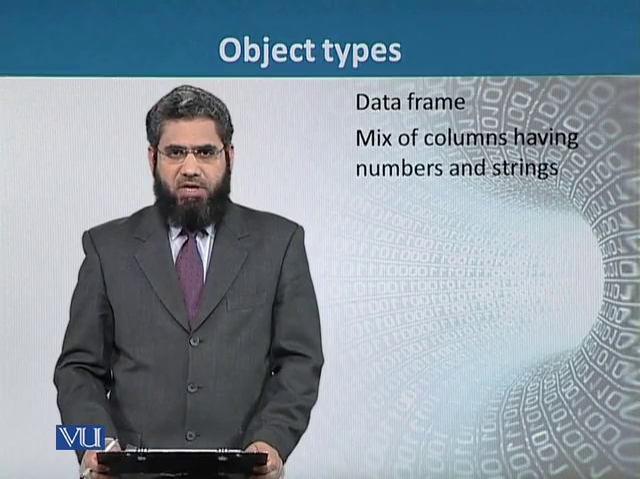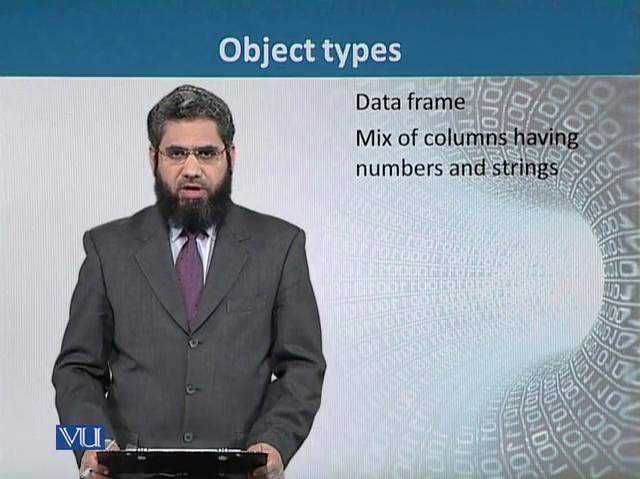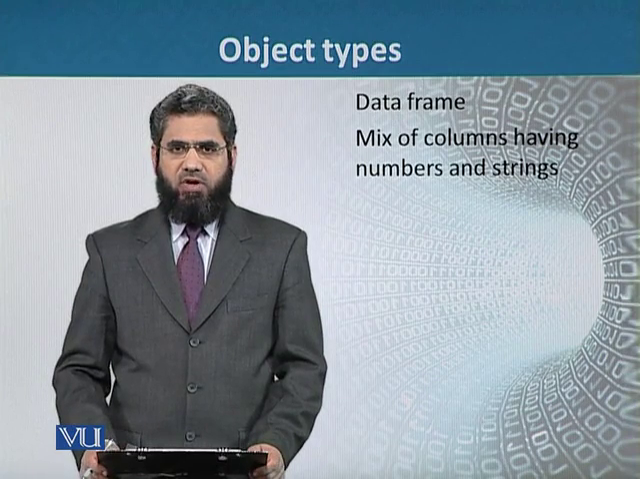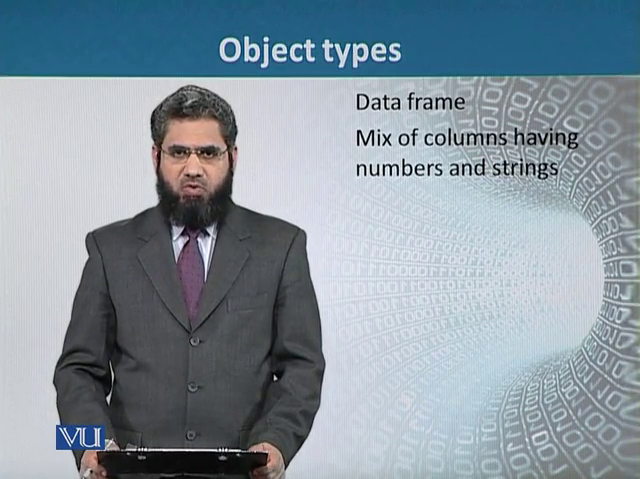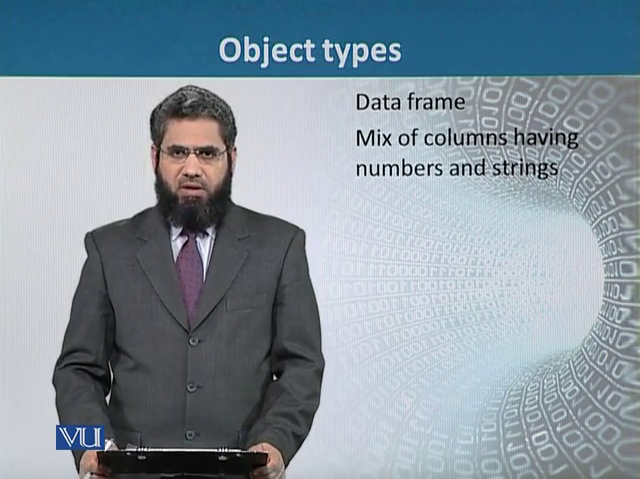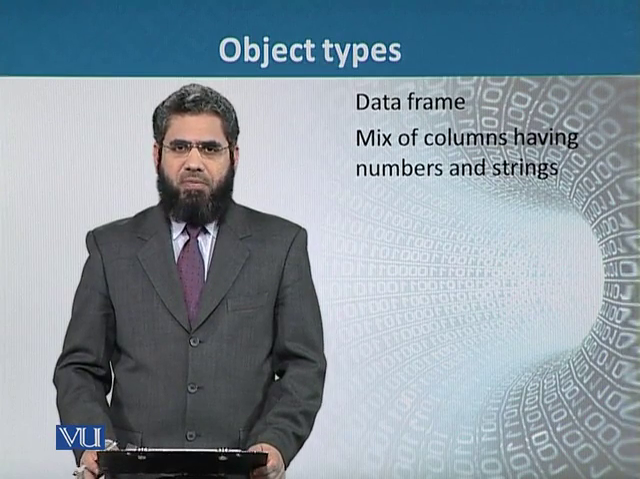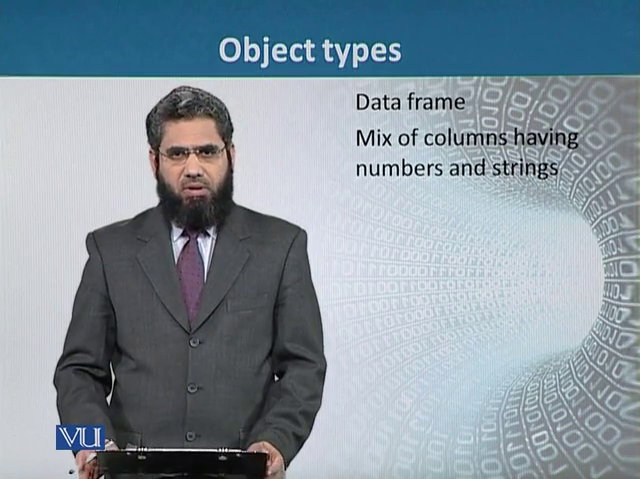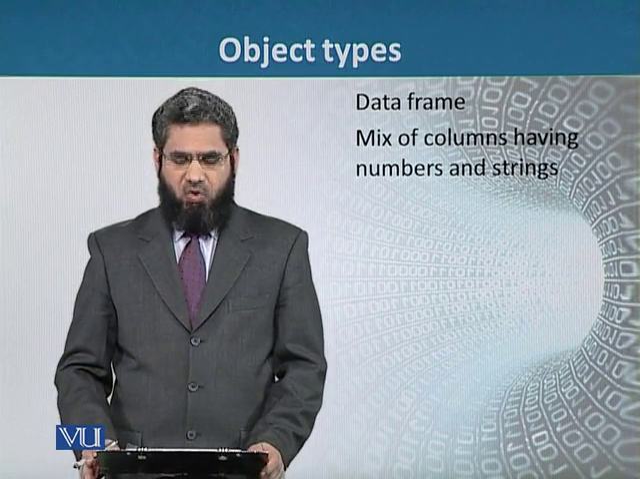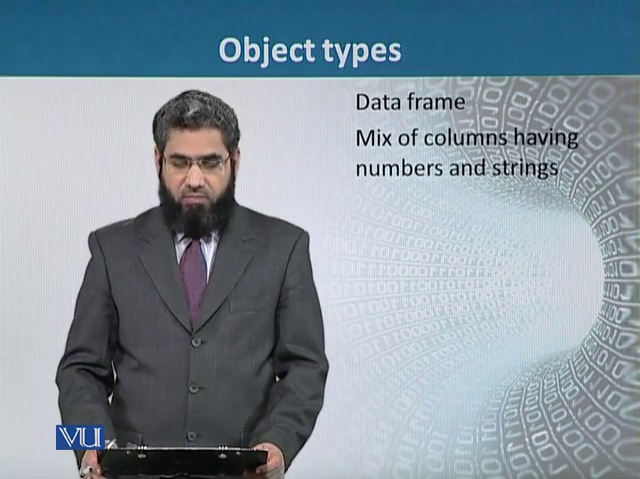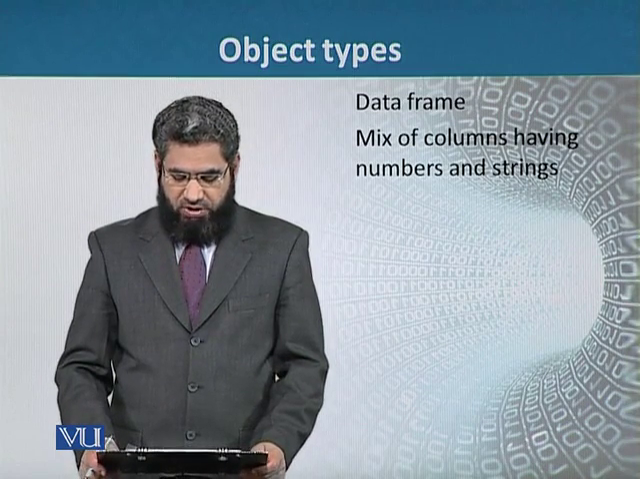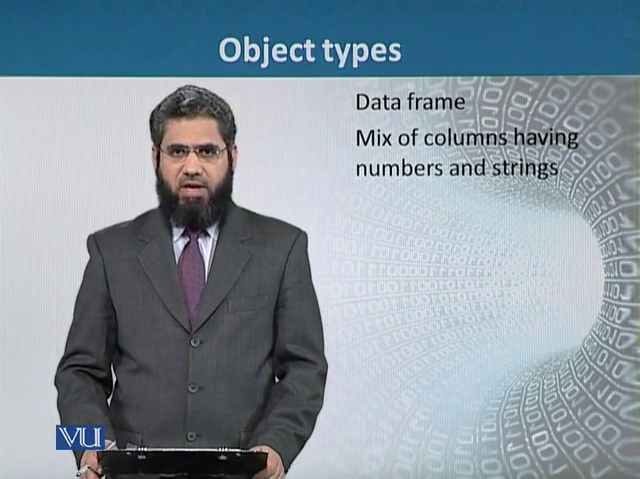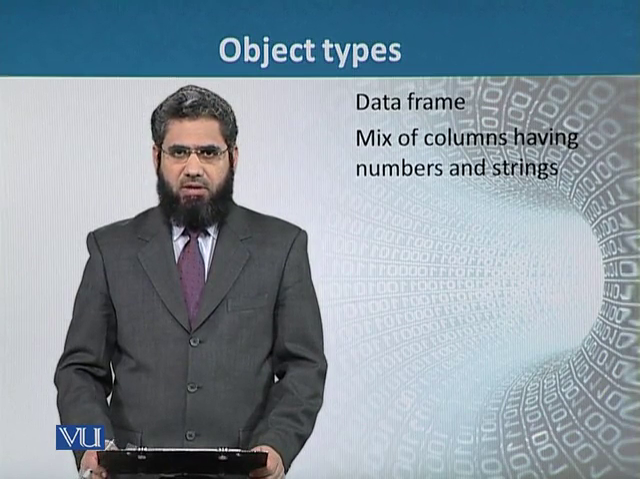Another type of object is called a data frame, and in a data frame, different columns may have different kinds of information. So in contrast to a matrix, a data frame can have a mixture of numbers and vectors, and this is the quality and the main characteristic of the data frame, that numbers and vectors can be combined in the data frame.